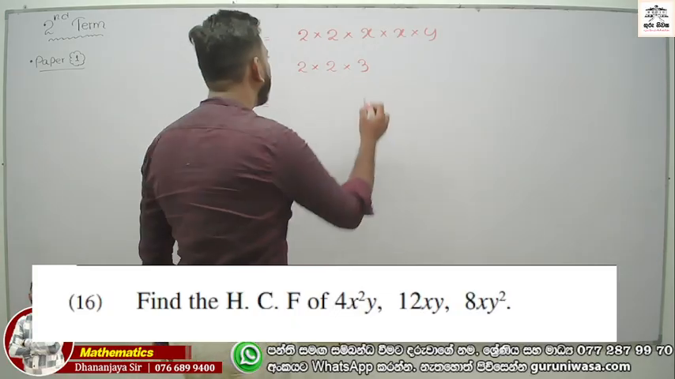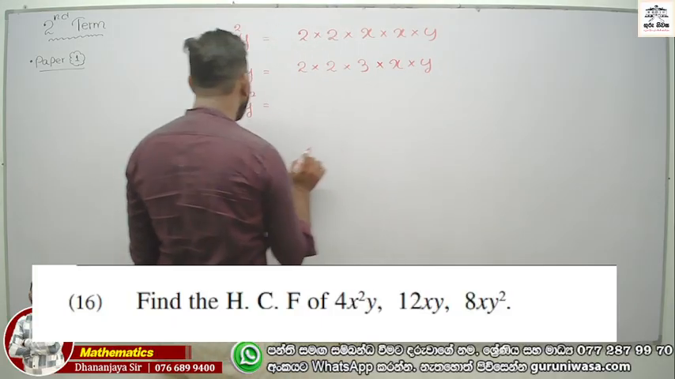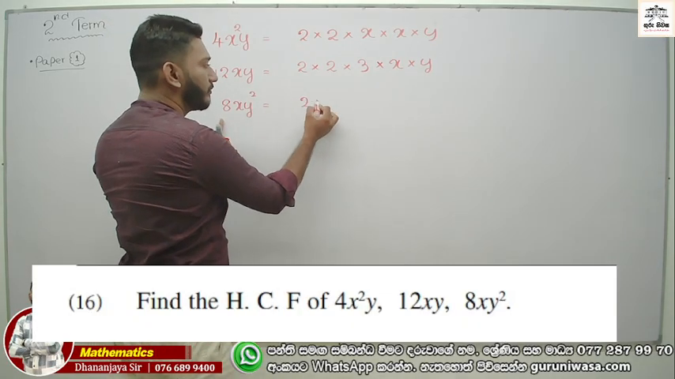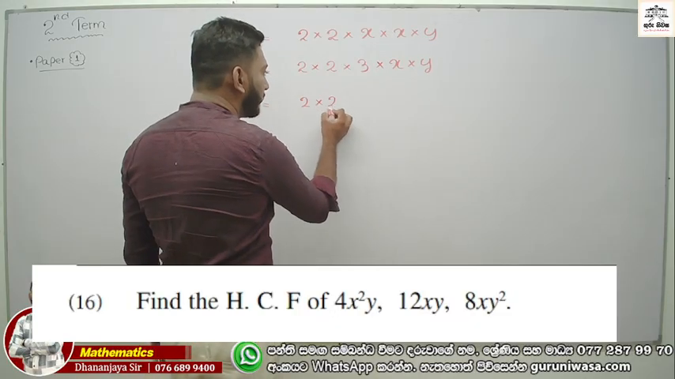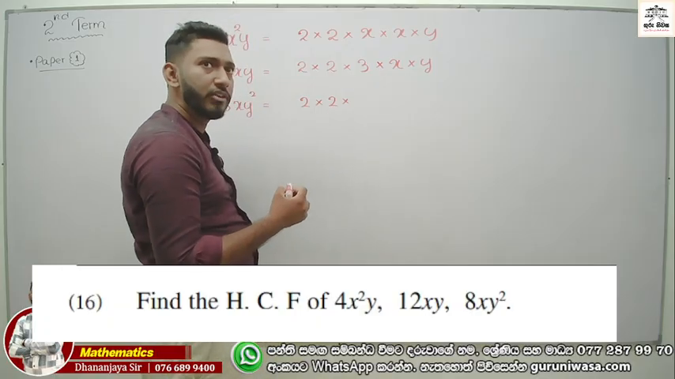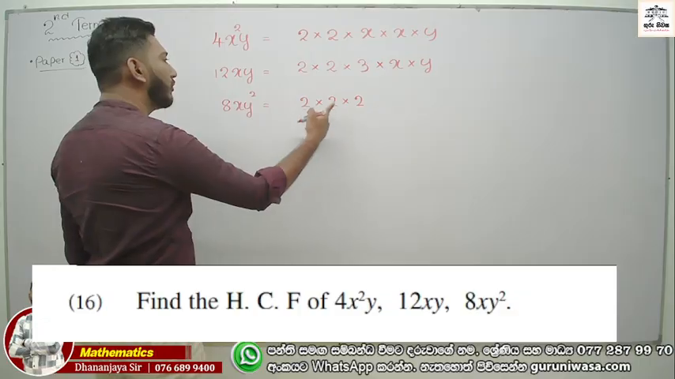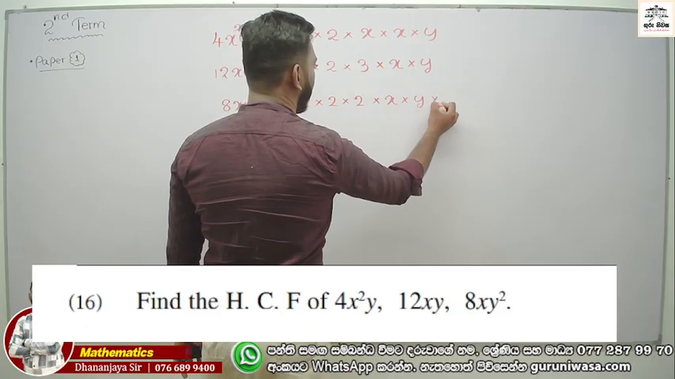Right, multiply by the x and y. Now 8, look at this. 8 you can divide by 2, put the 2, and the answer is 4. 4 again you can divide by the 2, then the answer is 2. 2 you can divide by the 2. Yes, 8 is 2 into 2 into 2 into x into y and into y.